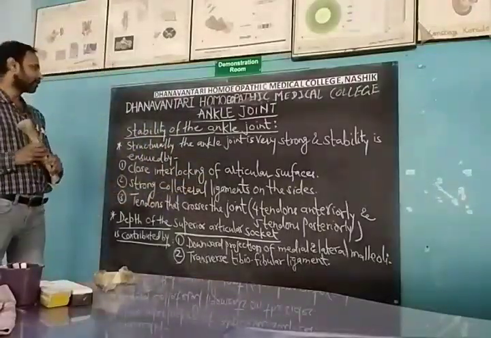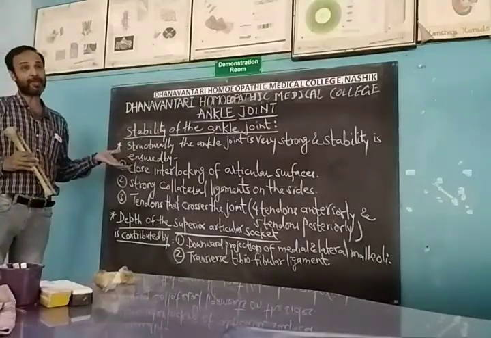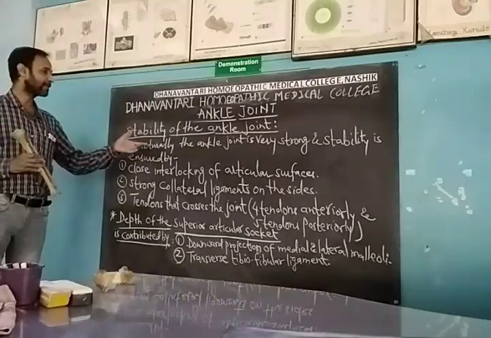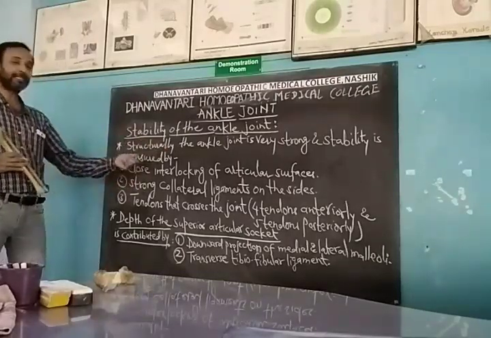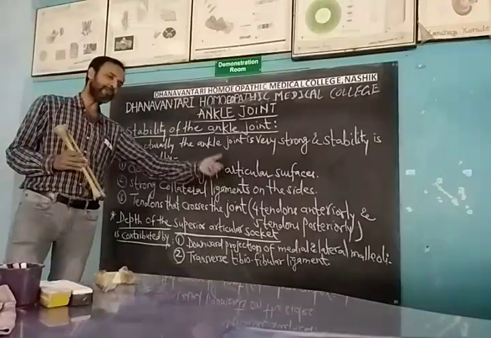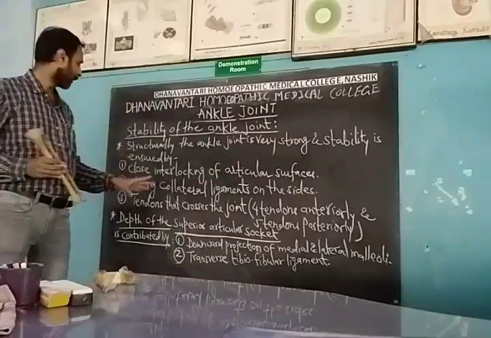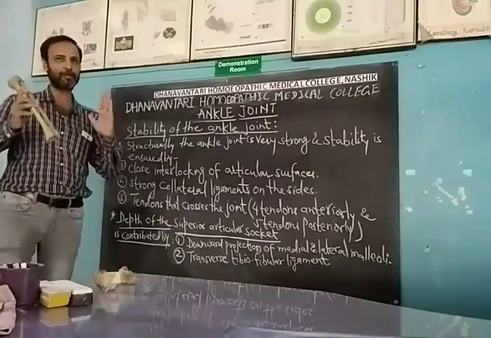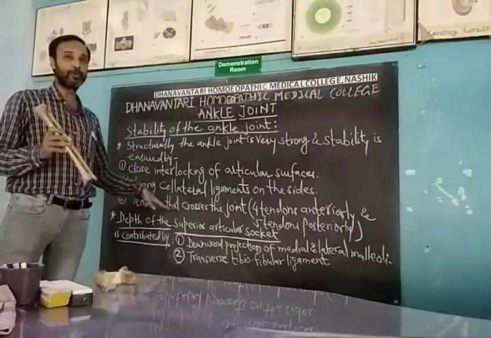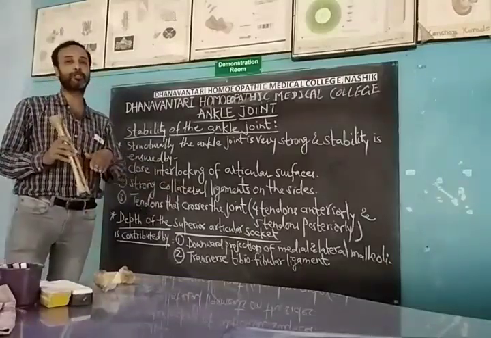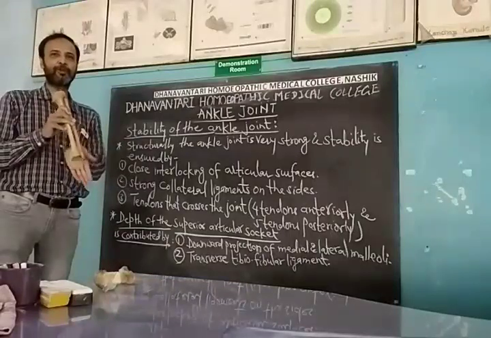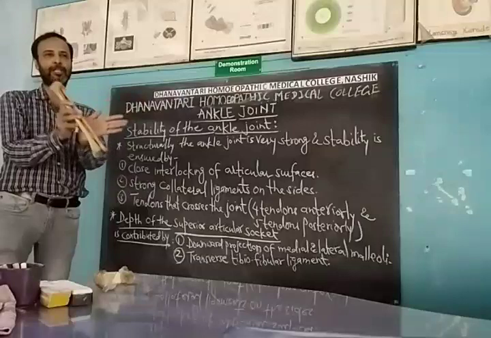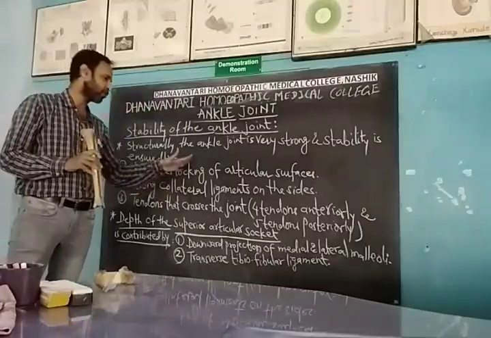So now remember this. This is again an important point: as we have discussed, this is a strong joint. Therefore stability is ensured by the following factors. One is the close interlocking of articular surfaces, which is very simple. Then strong collateral ligaments on either side, and then the tendons which cross the joint. So four tendons anteriorly and five tendons posteriorly. They cross and surround the joint, so they give stability to this joint. Therefore, this joint is a strong joint.